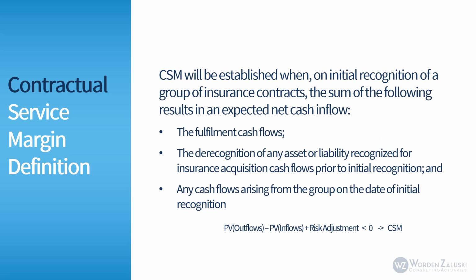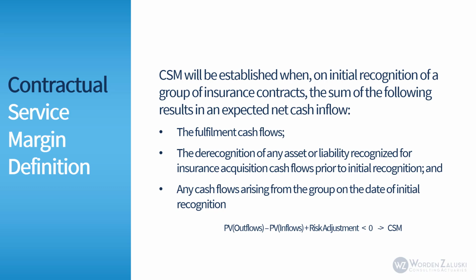The CSM will be established when, on initial recognition of a group of insurance contracts, the sum of the following results in an expected net cash inflow, or results in a negative number: the sum of the fulfillment cash flows, any derecognition of any asset or liability recognized for insurance acquisition cash flows prior to initial recognition, and any cash flows arising from the group on the date of initial recognition.